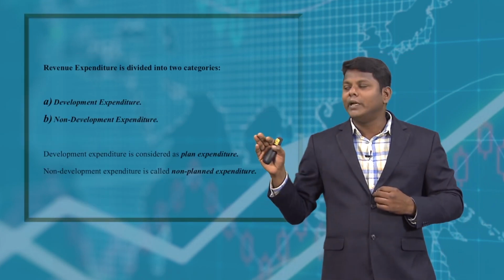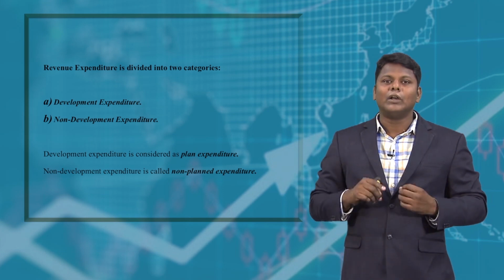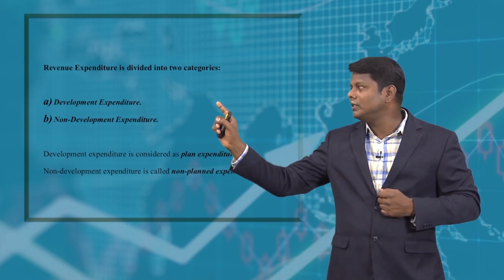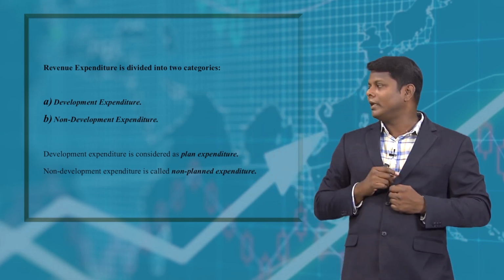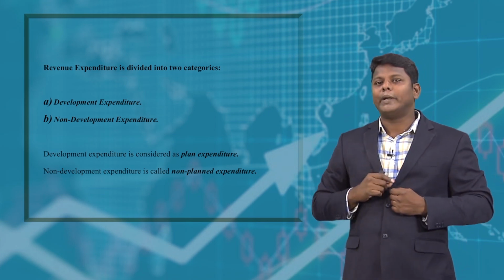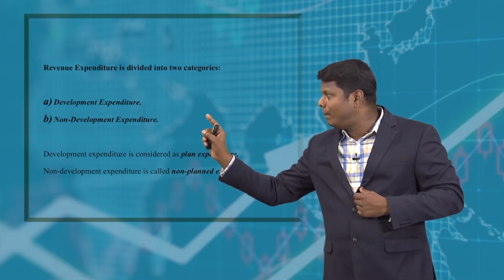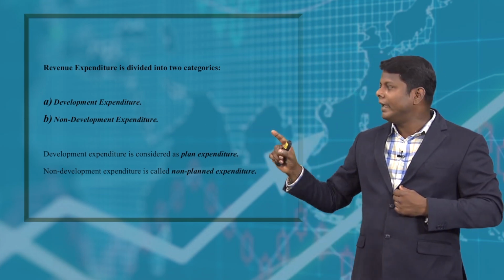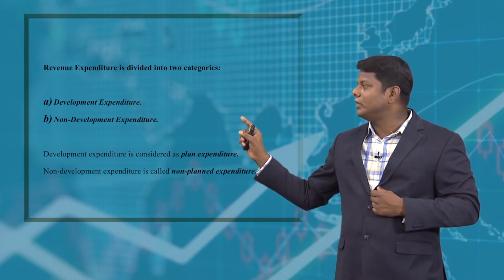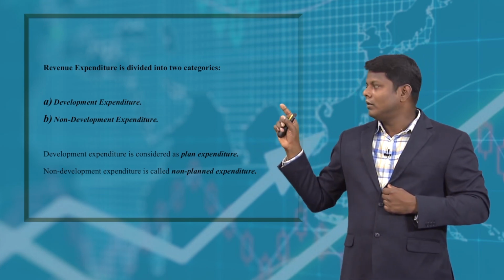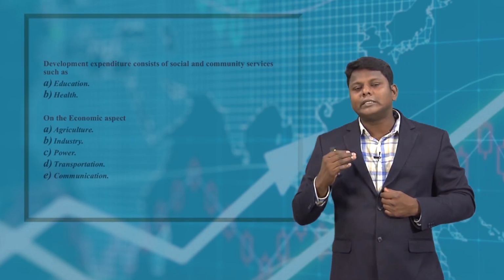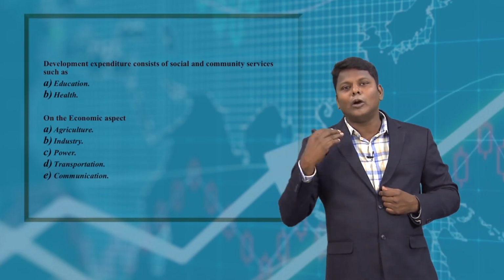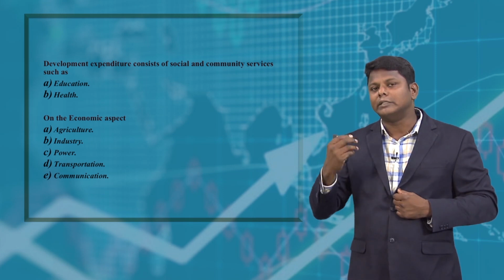Again, revenue expenditure is divided into two categories. The first one is development expenditure, the second is non-development expenditure. What is development expenditure? Any planned expenditure is called development expenditure and any non-development expenditure is called non-planned expenditure. Okay, what is planned, what is non-planned, what is development, what is non-development?